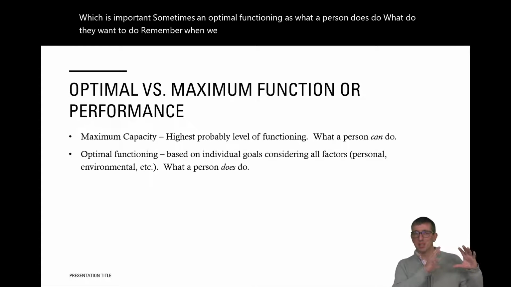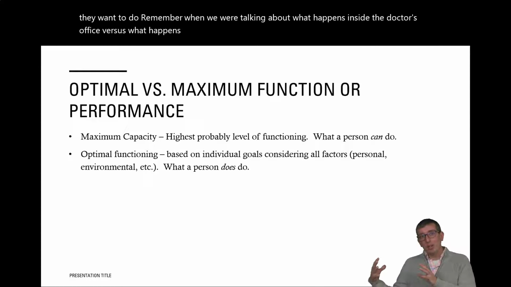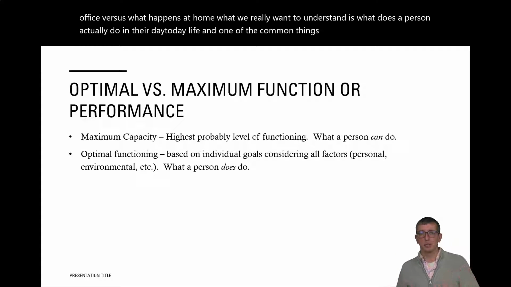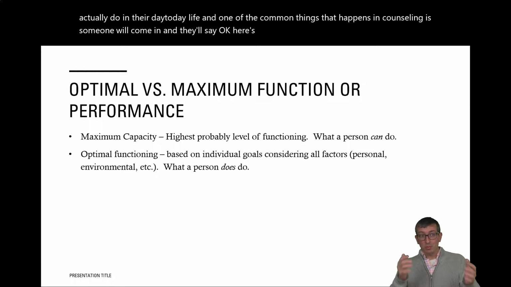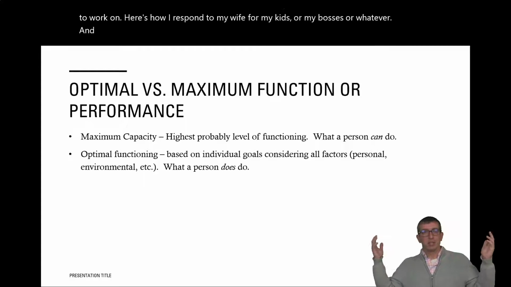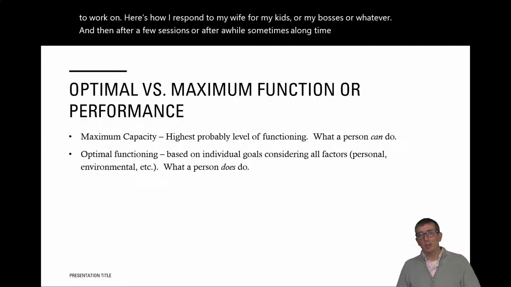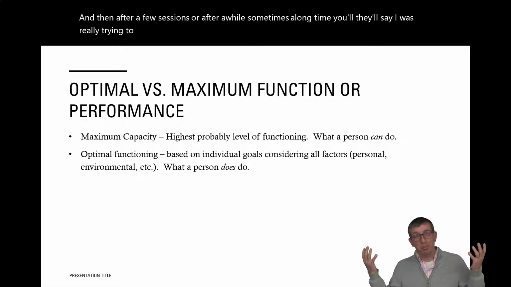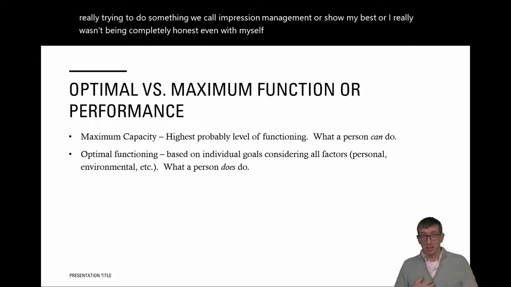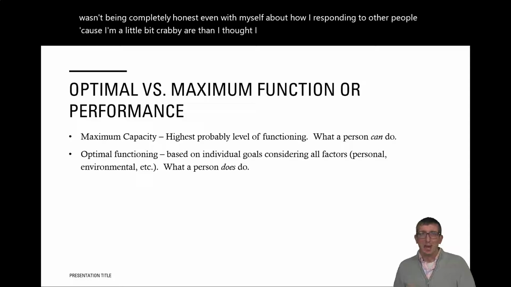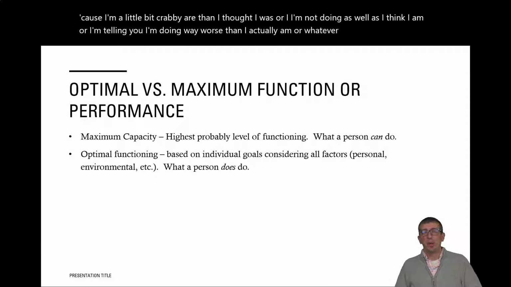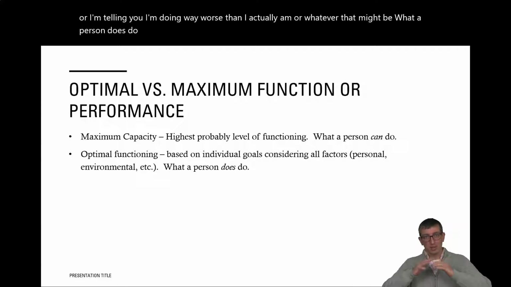Remember when we were talking about what happens inside the doctor's office versus what happens at home? What we really want to understand is, what does a person actually do in their day-to-day life? One of the common things that happens in counseling is someone will come in and say, okay, here's my problem, here's what I want to work on, here's how I respond to my wife or my kids or my bosses or whatever. And then after a few sessions, or after a while, sometimes a long time, they'll say, well, I was really trying to do something we call impression management, or show my best self, or I really wasn't being completely honest even with myself about how I'm responding to other people, because I'm a little bit crabbier than I thought I was, or I'm not doing as well as I think I am, or I'm telling you I'm doing way worse than I actually am, or whatever that might be. What a person does do is a whole other layer of their functioning.